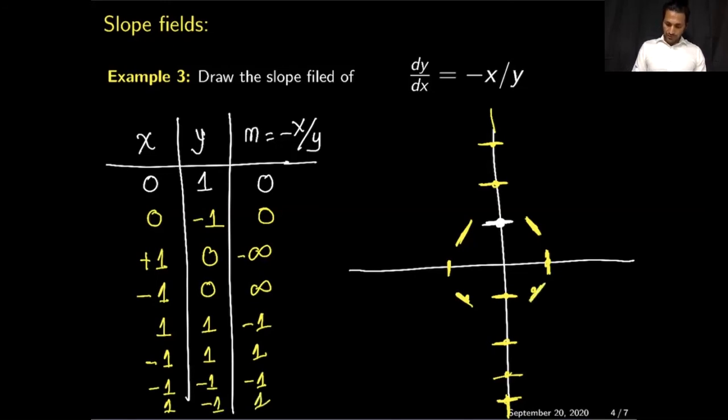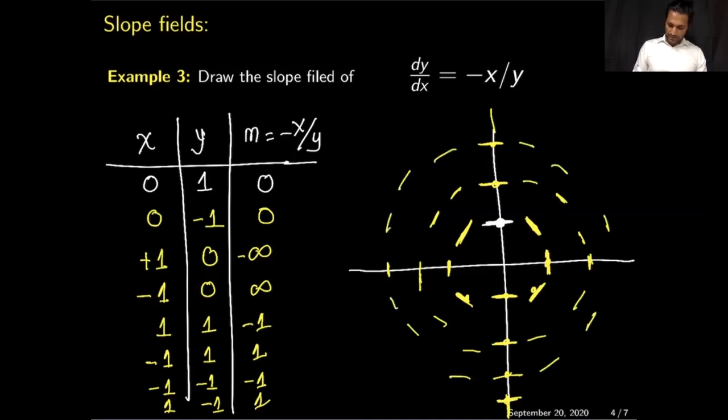Similarly, you can choose this point and this point. They're going to give you a slope like this. Any point you choose here is going to have a vertical slope, but other points will give you something like this. So you can draw the tangent lines at all other points. They will be something like this.